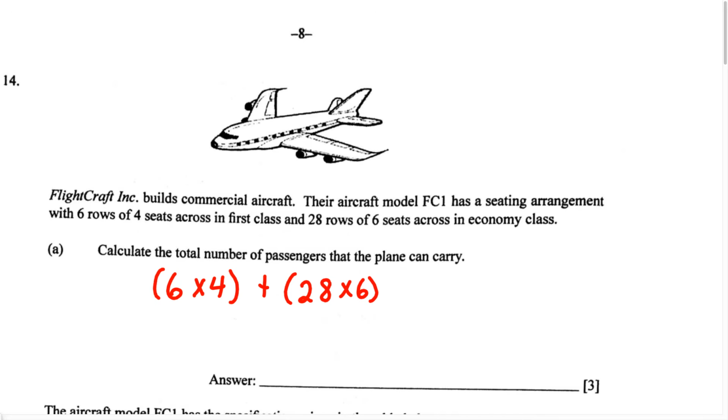Now we're just going to put this in our calc. Now if we solve this, we can say 24 plus 28 times 6 is going to give us 168. When we add this, we're going to get 192. Therefore, the total number of passengers that the plane can carry is going to be 192.